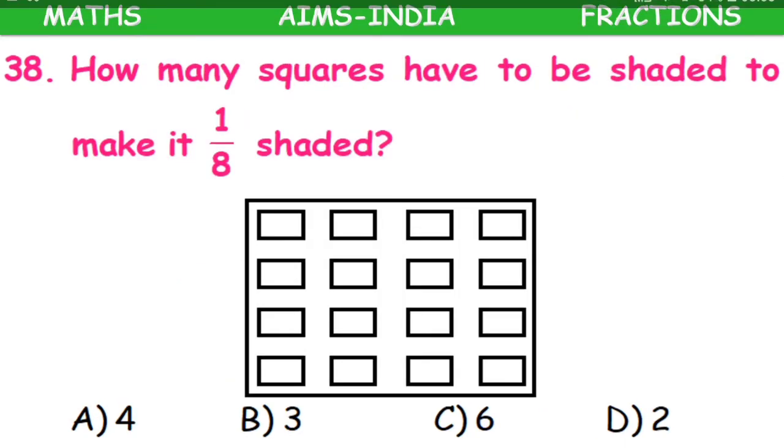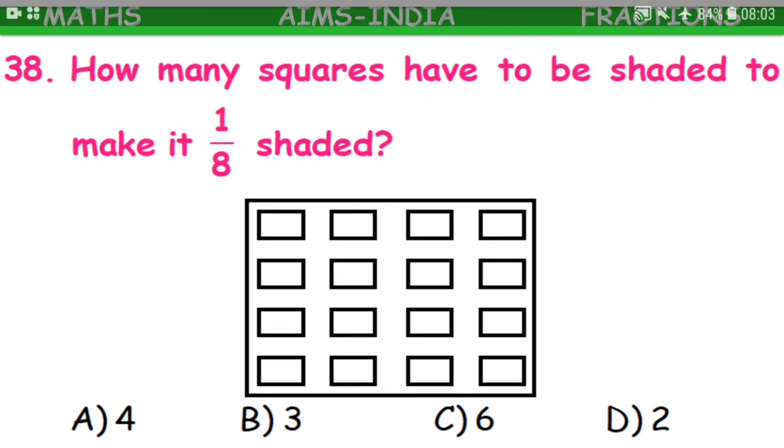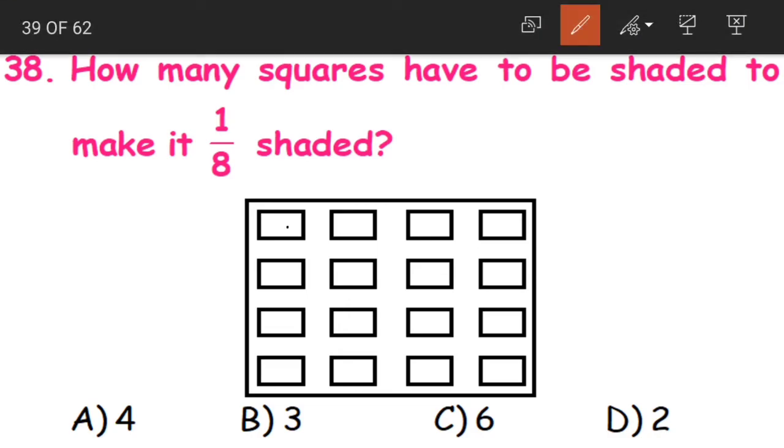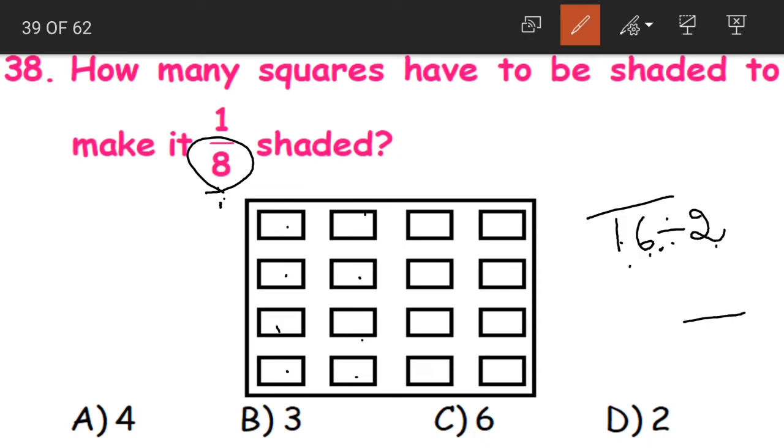Next, how many squares have to be shaded to make it 1 by 8 shaded? First, if we count the number of squares, we have 16 squares. The denominator is 16 here, children. But in the question, we want 8 as our denominator. That means we have to divide it by 2. So 16 divided by 2 will give us 8 in the denominator.